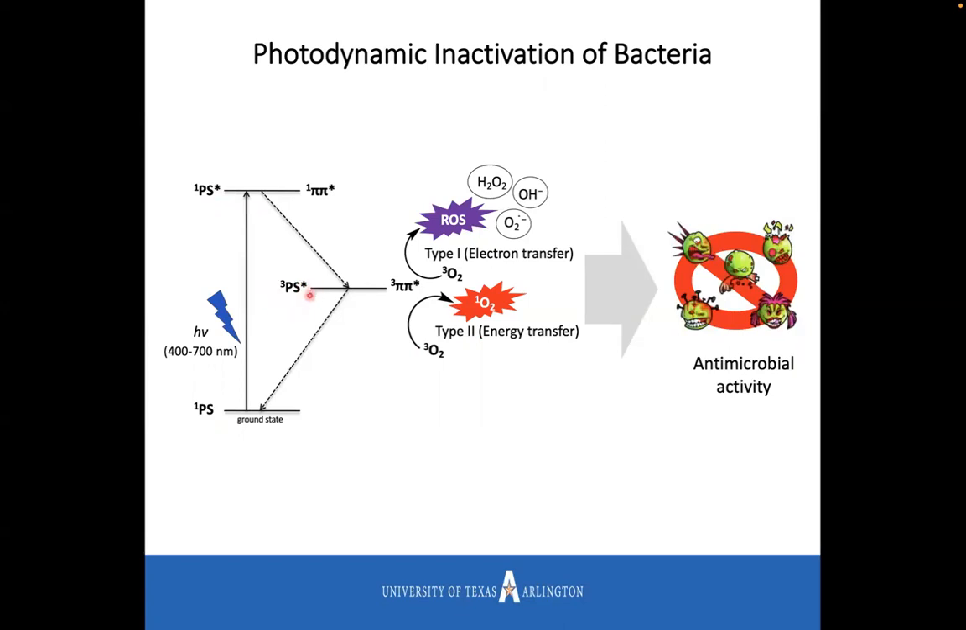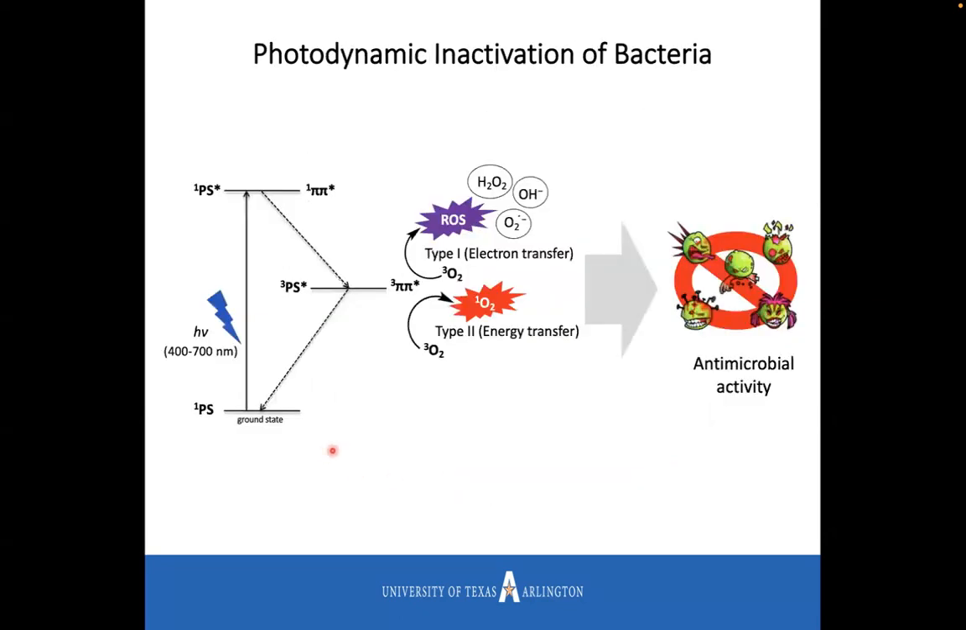This triplet excited state of the photosensitizer undergoes two types of reactions. One is electron transfer, another is energy transfer, through the formation of singlet oxygen and reactive oxygen species from the molecular oxygen present in the environment, in order to go back to its ground state. These reactive oxygen species and singlet oxygen molecules, formed during the conversion of the excited state photosensitizer back to its ground state, are responsible for the antimicrobial activity that is observed.